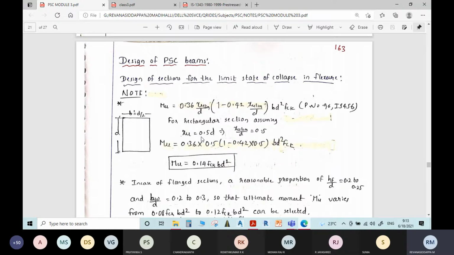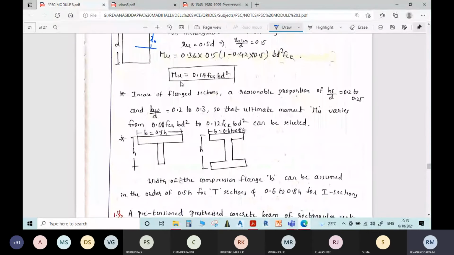Here I have made one assumption. The depth of neutral axis is assumed as half of the effective depth. If you assume depth of neutral axis as half of the effective depth, then XU limit divided by D becomes 0.5. If you substitute XU limit by D equal to 0.5 in this formula, after simplification, the final formula you get is Mu = 0.14 fck b d square.